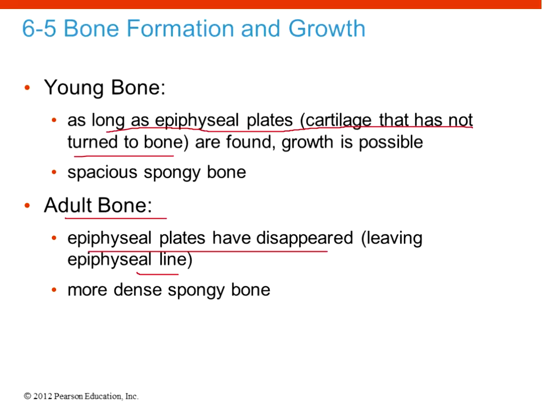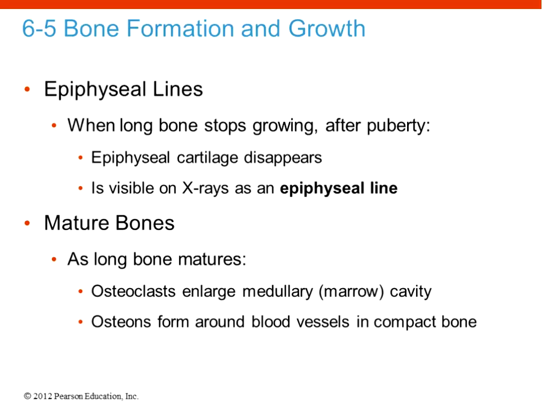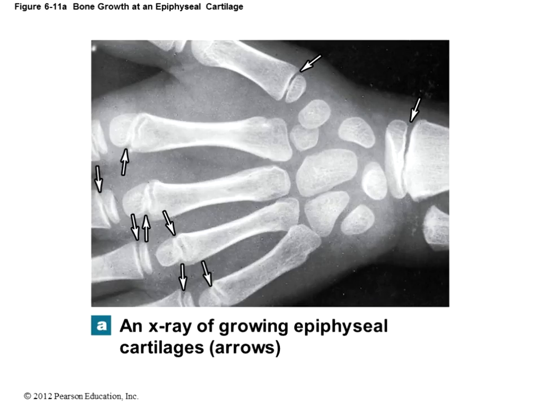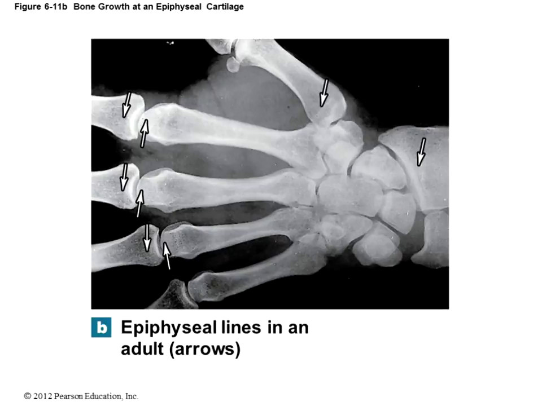Okay? In adult bone, typically these epiphyseal plates have disappeared, leaving epiphyseal lines, and we have a more dense, spongy bone. Okay? And so again, when long bone stops growing, right, you can see this epiphyseal line in an X-ray. So if you look at these images, you can see here is an X-ray image of growing epiphyseal cartilage. And you can see there are lots of locations where there is space. Wherever you see all those spaces, that is just indicative of cartilage that has not yet ossified, right? And so those are epiphyseal cartilage that still have yet to turn to bone. As long as those are present, and here's another really good one, as long as those are present, you're still going to have growth possible.